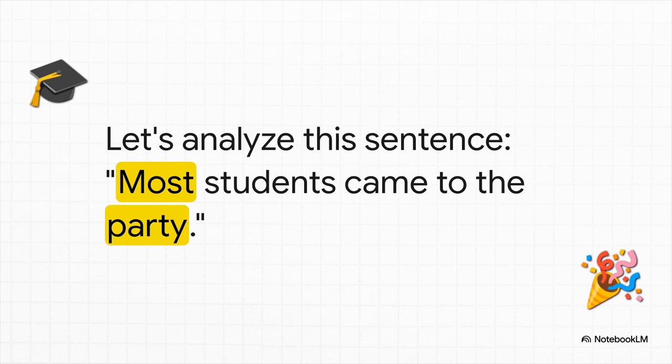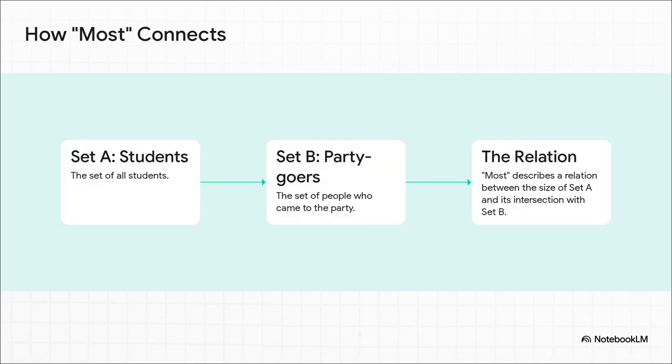Okay, so theory is great, but how does this actually work in practice? Let's take a super simple sentence and see what's going on under the hood. Most students came to the party. Seems simple enough, right? But there's a really cool logic at play here. Here's the breakdown. First, we have two groups, two sets. Set A is simple. It's the group of all students. Set B is also simple. It's the group of all people who came to the party.